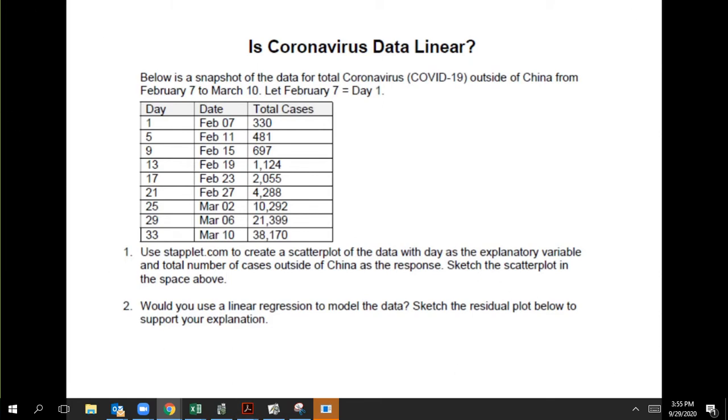February, March. So first, I want you guys to go ahead and do numbers 1 and 2 using Stapple.com and your knowledge from the past couple of classes. Make the scatter plot, then make the residual plot, and discuss whether a linear model is appropriate for the data. Pause the video, come back to it when you've done that.